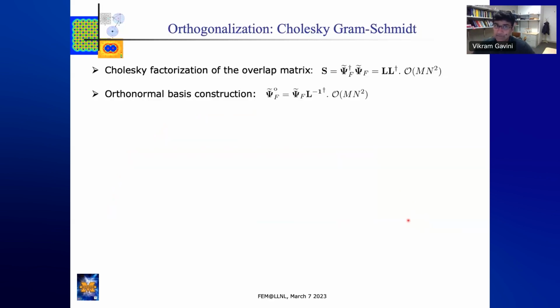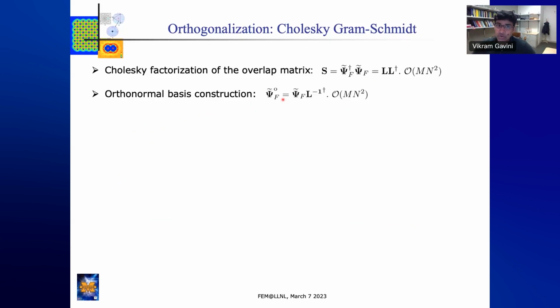So the second step is the orthogonalization step. The way we do this is we compute the overlap matrix, then do the Cholesky decomposition, and then construct our orthogonal wave functions which span the same space. So the space is unchanged over here.